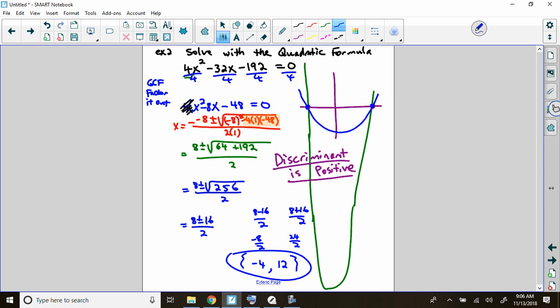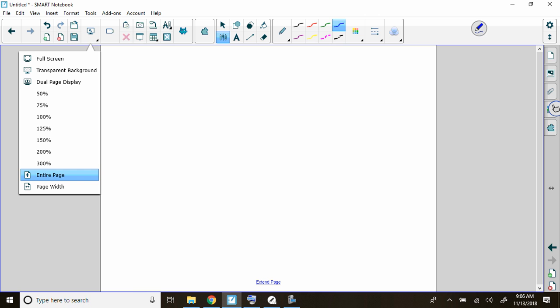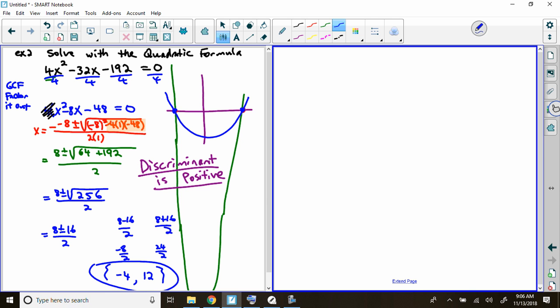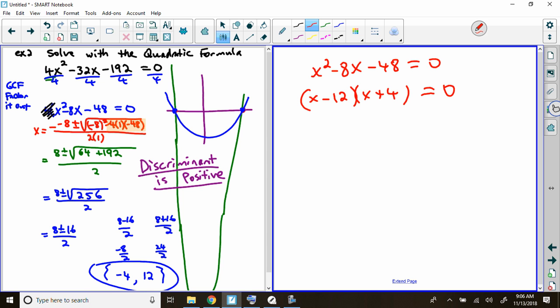Maybe we better do this side by side. Maybe we better do this split screen. Once we had x squared minus 8x minus 48 equals 0, could we have not factored that? 48's factors that add up to 8: x minus 12, x plus 4. Could we have done that? Saved ourselves some time? Do you see why Mr. Minnick hates the quadratic formula?